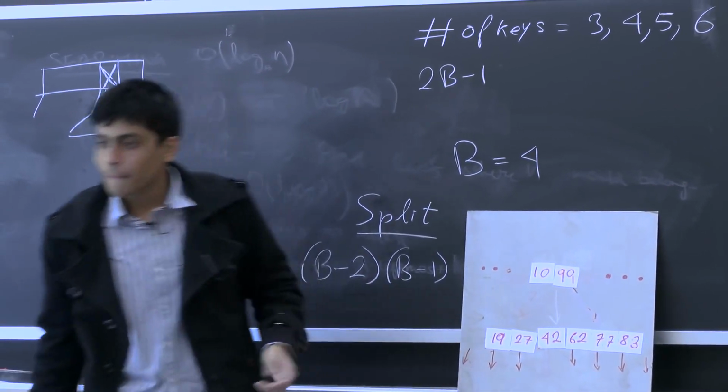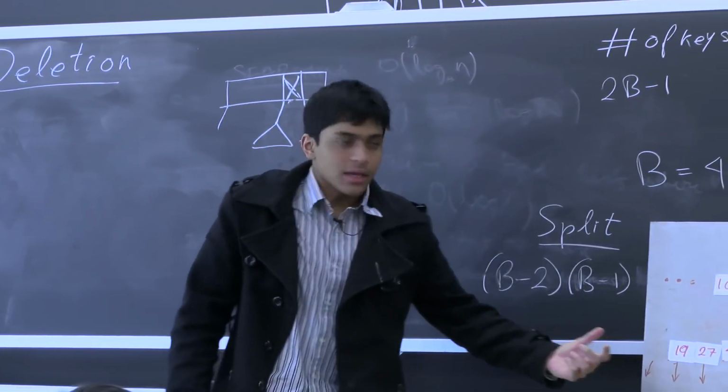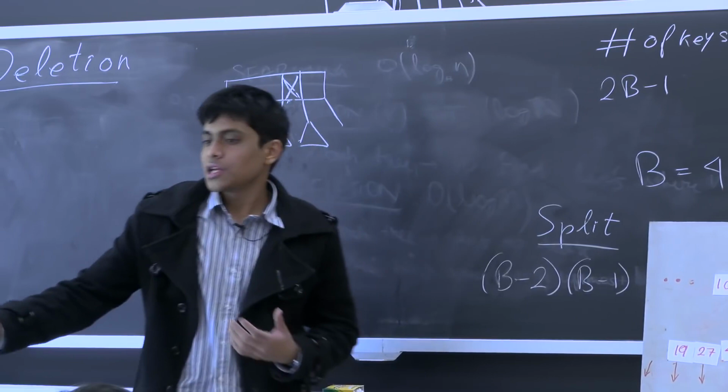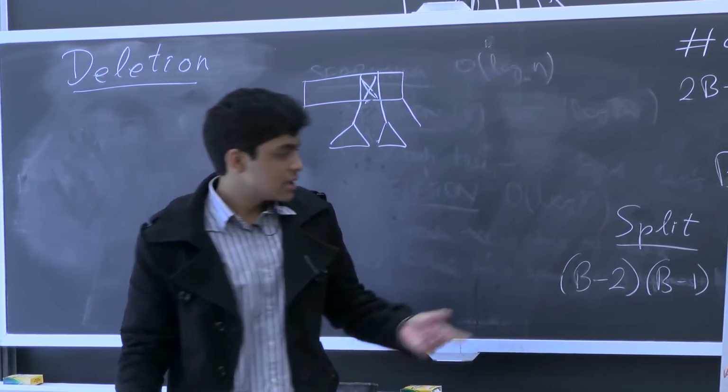Wait, so are these all different techniques for deleting? So there are two cases, right? Either you have a sibling which has extra nodes to donate to you, or you don't. If you don't, then you have to do this.